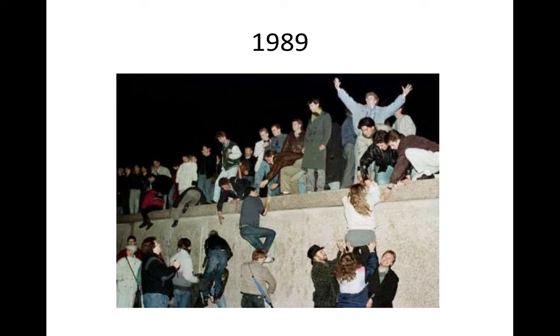Eventually the Soviet Union falls apart, and the Iron Curtain falls across Europe. The Berlin Wall comes tumbling down. Germany reunifies and becomes one country again. The communist governments in Poland, Czechoslovakia, Yugoslavia, Soviet Union all fall apart and are replaced by either democracies or dictatorships.